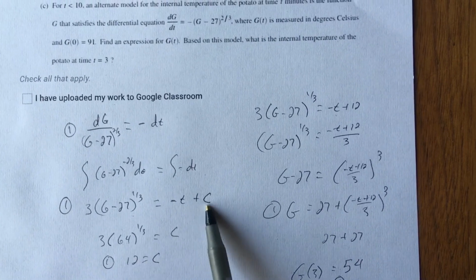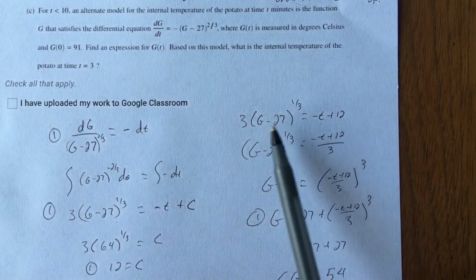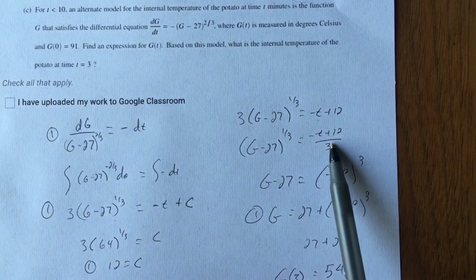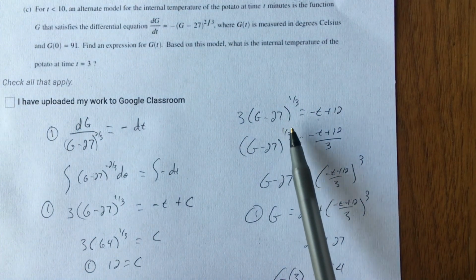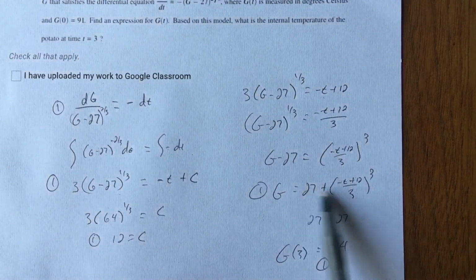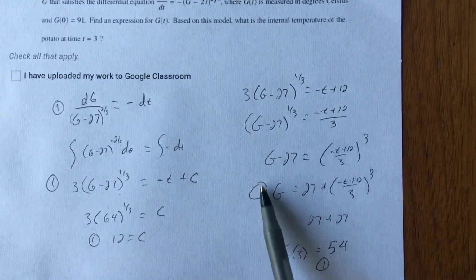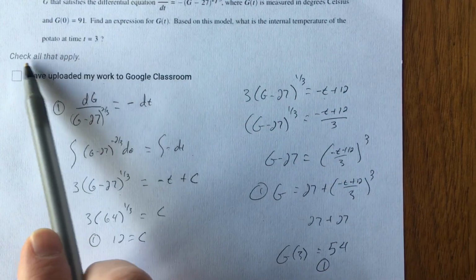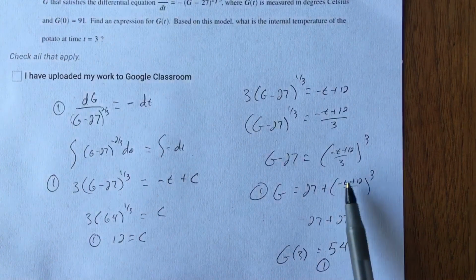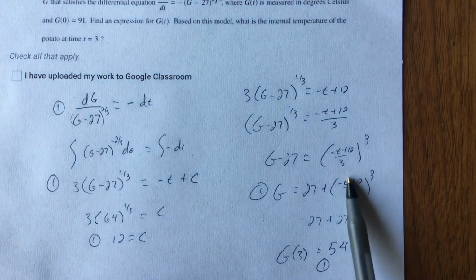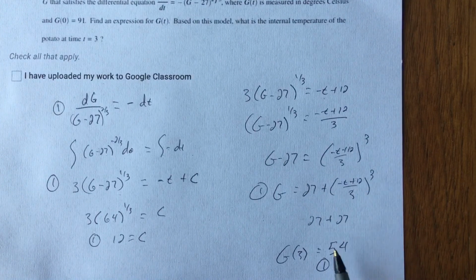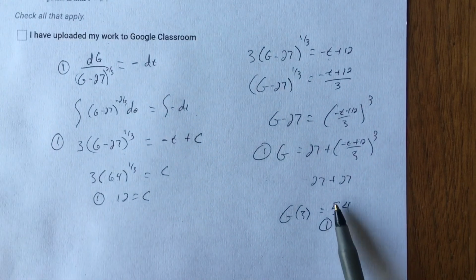Then we're putting that 12 in there and working this out. From this point, we would divide by 3. Then I want to get rid of the 1/3, so we're going to take the cube of both sides and then add 27 over. That gives me this equation. That's worth a point. And then the last thing is they said, based on that equation, what's the temperature at t equals 3? So if I put 3 in for t, negative 3 plus 12 is 9. 9 divided by 3 is 3. 3 to the third power is 27. 27 plus 27 gives us 54, and that would have gotten you the 9th point.